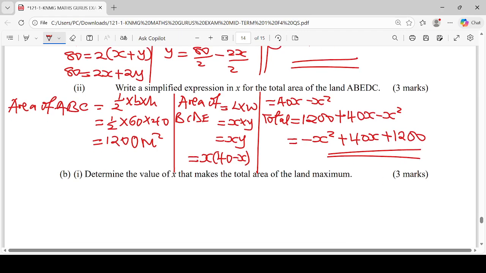Determine the value of x that makes the area of the land maximum. To determine the value of x that makes the area of the land maximum, what are you supposed to do here, ladies and gentlemen?